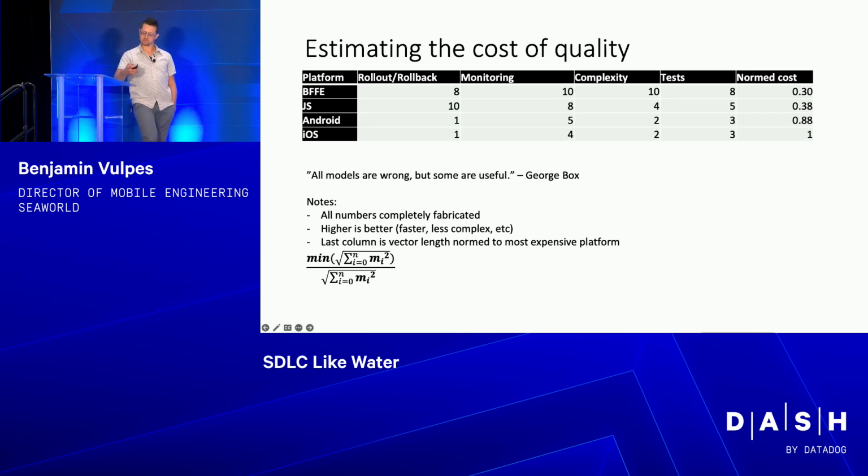So you can see, does this work? There we go. That's 1. Going down from there, you can see that the normed cost of maintaining complexity for the back end is much lower. It's a model. It's wrong. All of these numbers are made up. Don't take it too seriously.